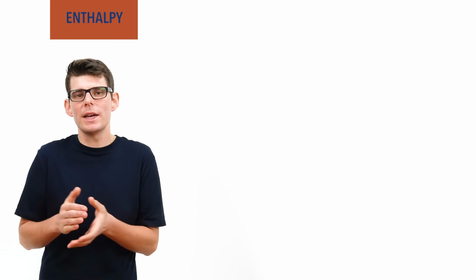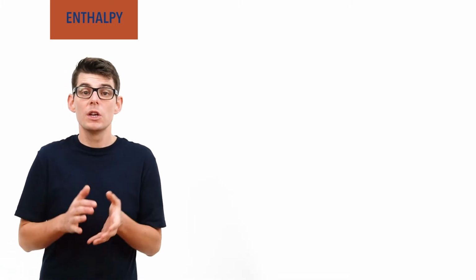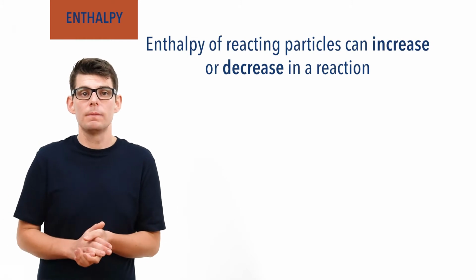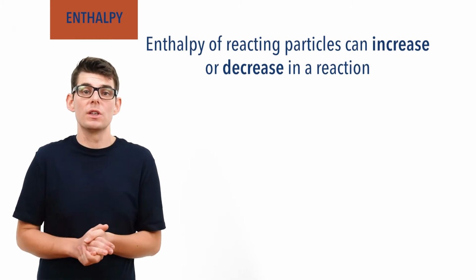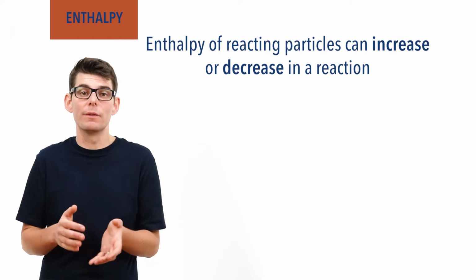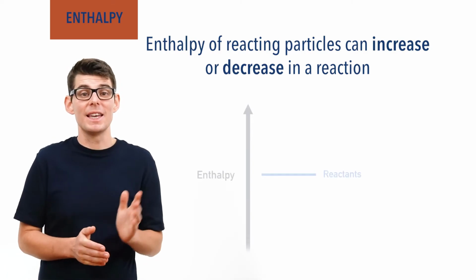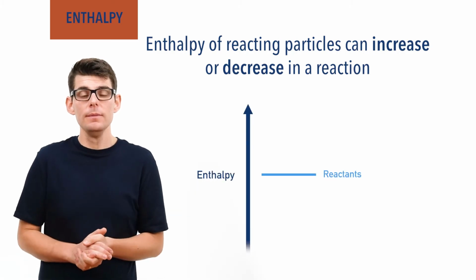There are only 2 ways the enthalpies of reacting particles can change as they form new products: increase or decrease. We can show these enthalpy changes using reaction profile or energy level diagrams, with enthalpy, or energy, shown on a y-axis increasing upwards.